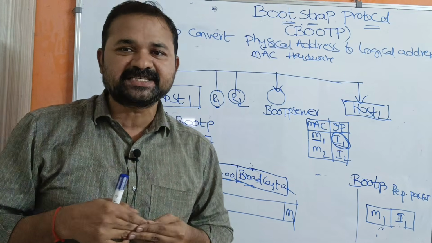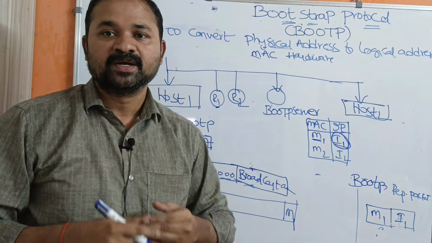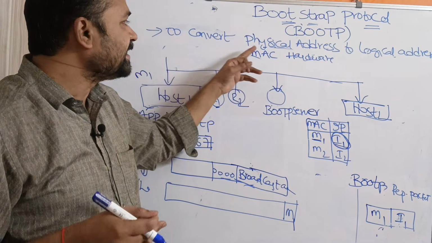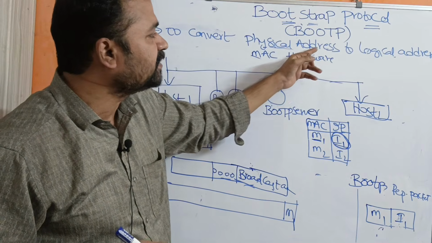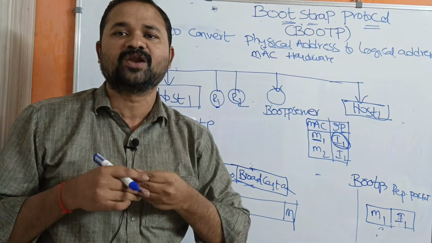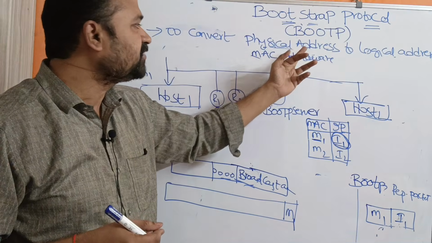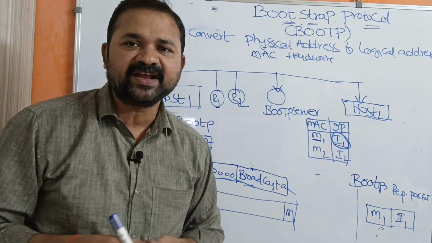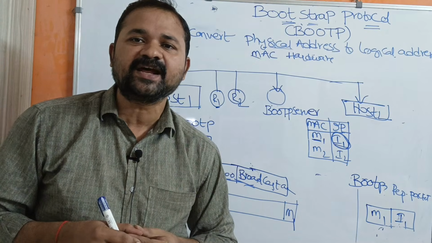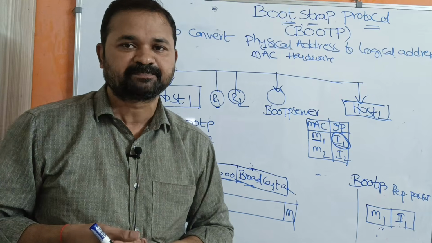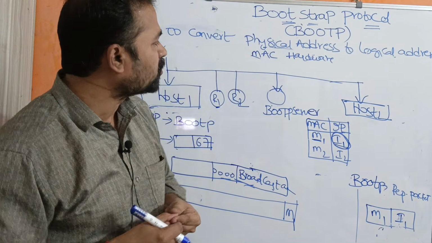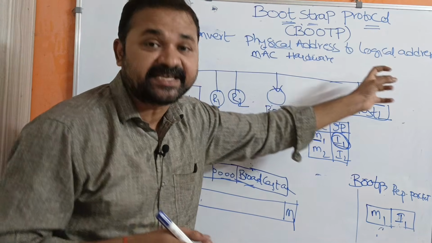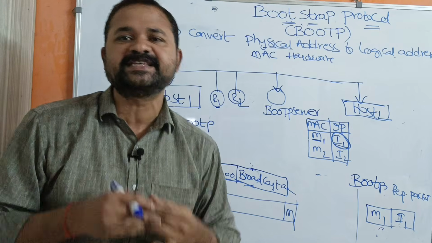Now let us discuss BOOTP. BOOTP stands for Bootstrap Protocol. It is mainly useful to convert a physical address to a logical address. We know that a physical address can also be called a MAC address or hardware address, whereas a logical address is nothing but an IP address. So by using the BOOTP protocol, we can assign a logical address to the corresponding system.